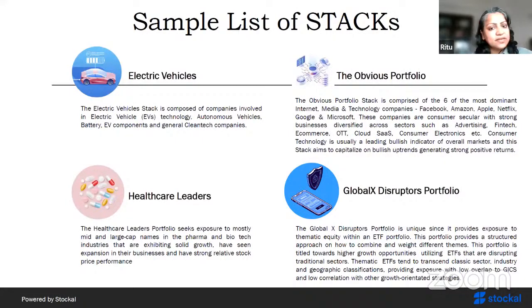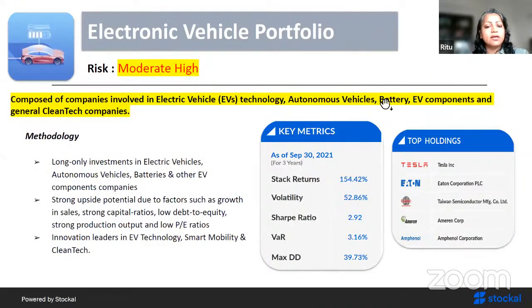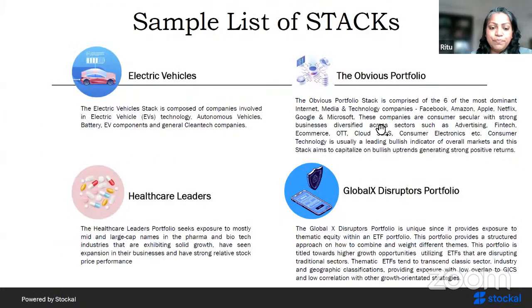So, for example, electric vehicles has been running for the last 3 odd years. The stack has given an absolute return of about 155% in these 3 years. A few of the names are Tesla, Eaton, Taiwan Semiconductor, Emeren Corp, Amphenol, and these are all listed in the US. So this is a good way. Otherwise, you have to go and choose each and every company to put together a portfolio. This is a ready-made portfolio available to you.